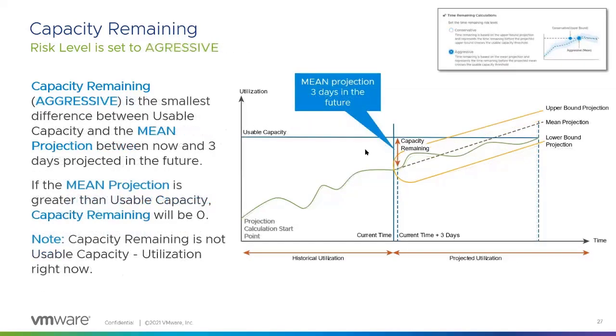And then the next one here is aggressive. So now I'm basically going from the mean 3 days in the future, looking at the mean of the projection between there and the usable capacity line. So that gives me my capacity remaining. Hopefully that makes sense. Then the key part for capacity remaining is to remember it's a 3-day projection.